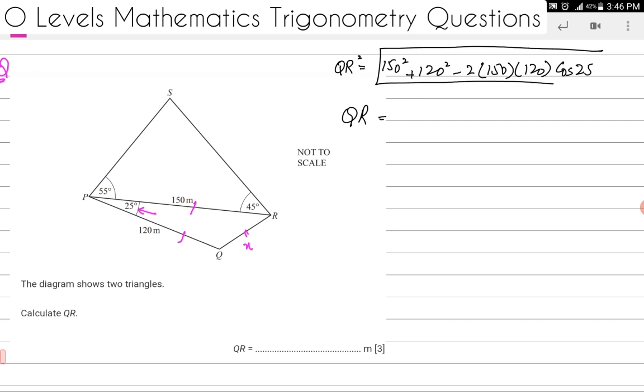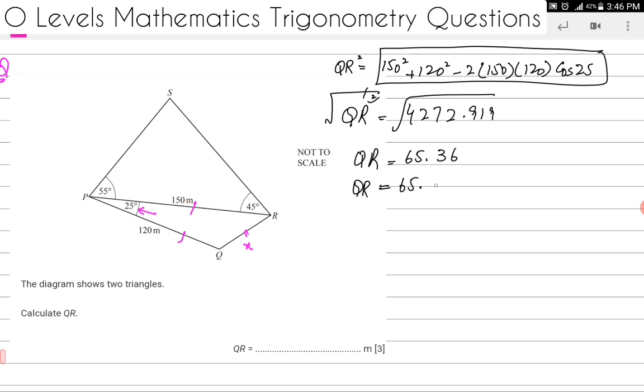We need to substitute this whole value all together in the calculator, and this is going to be 150 squared plus 120 squared minus 2 times 150 into 120 into cos of 25. So QR square, this whole value, is 4272.919, and then we need to take the square root. So when we take the square root, QR will become equal to the square root of the answer, that is going to be 65.36, or we can easily write it as 65.4 meters. So this is 65.4 meters, right? 65.4, that is the requirement.